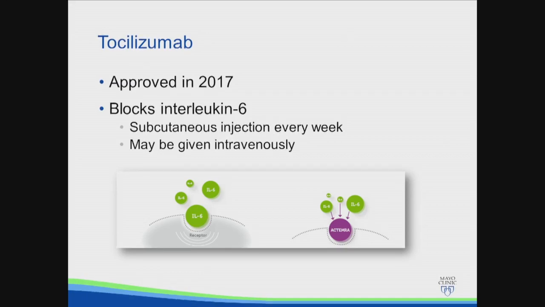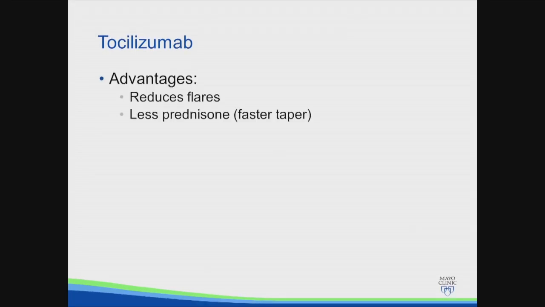It's given either as a subcutaneous injection once a week or as an intravenous injection, generally about once a month. It is effective because it can reduce the number of flares or relapses in people with giant cell arteritis, and it allows us to use less prednisone. So in other words, a faster taper, and patients may, instead of being on prednisone for 2-3 years or longer, may be able to come off prednisone within perhaps 6 to 9 months or sometimes shorter.